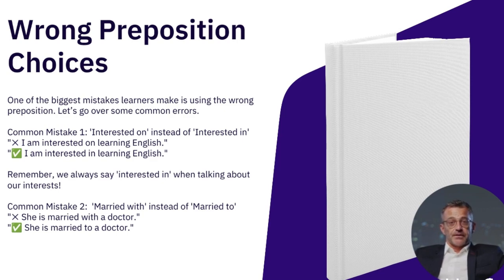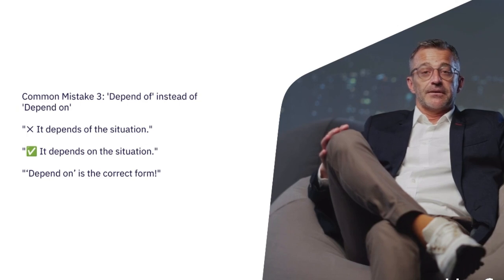Common mistake 2. Married with instead of married to. She is married with a doctor. She is married to a doctor. Common mistake 3. Depend of instead of depend on. It depends of the situation. It depends on the situation. Depend on is the correct form.